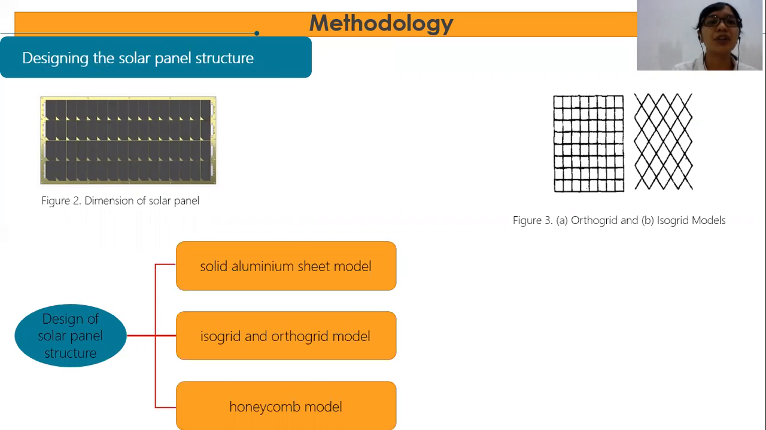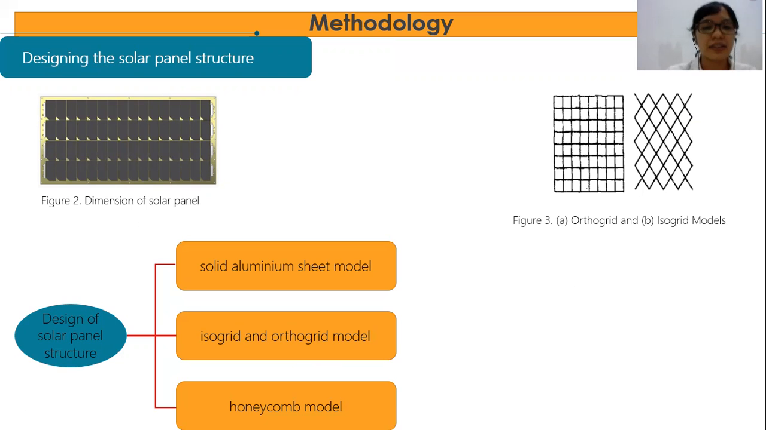The second method is designing the solar panel structure. The solar panel structure is designed based on the size of the solar panel, which is 700 millimeters times 350 millimeters. In this study, the solar panel structure is designed into 3 models. The first is the solid aluminum sheet model with thickness 6 millimeters and 8 millimeters. The second model is the isogrid and orthogrid model with thickness 10 millimeters.